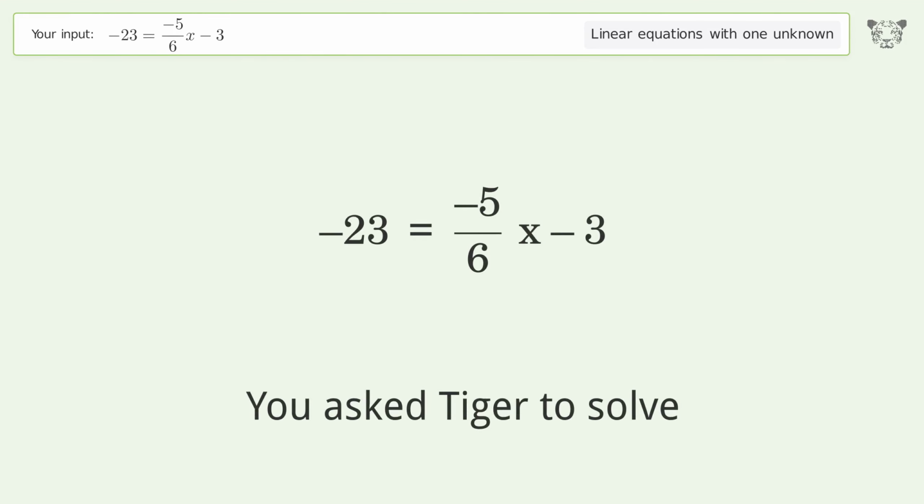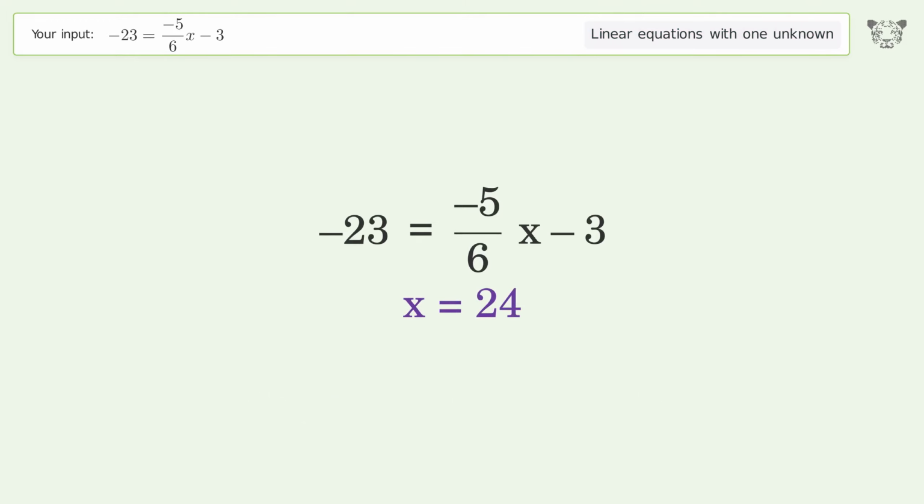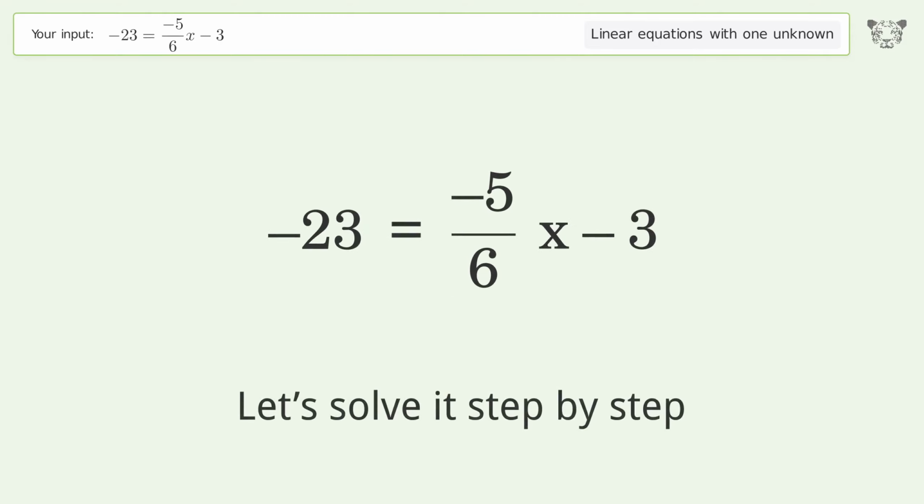You ask Tiger to solve this. It deals with linear equations with one unknown. The final result is x equals 24. Let's solve it step by step.